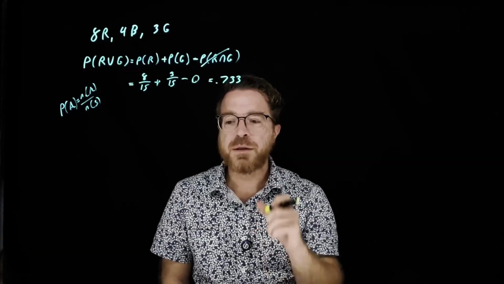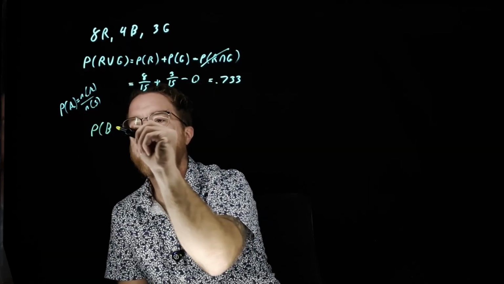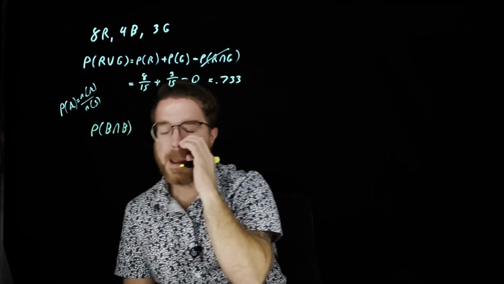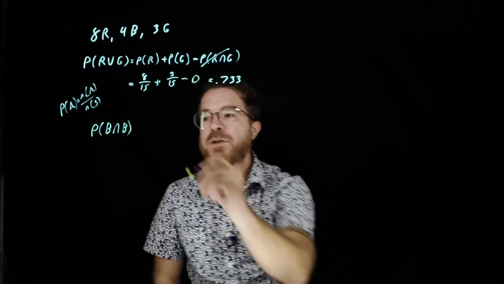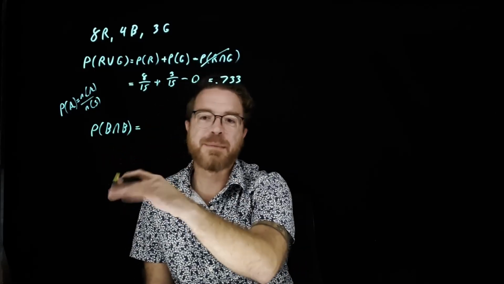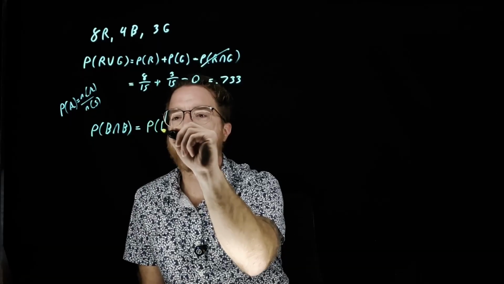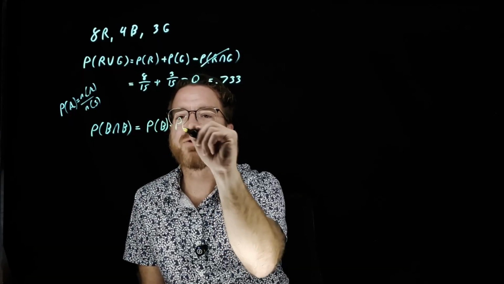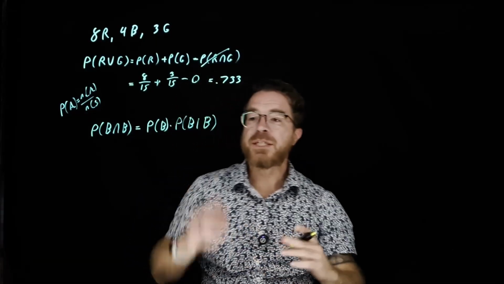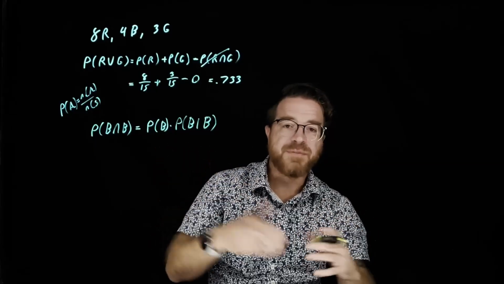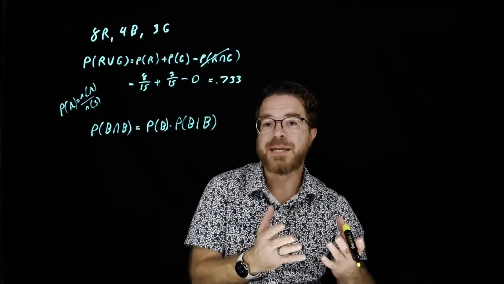Part B says to draw 2 balls in succession without replacement. What is the probability that both balls are blue? So we want the probability of getting a blue and a blue. For this one, we have to think about the fact that we're drawing 2, but we're drawing them in succession. Because this is an and statement, or an intersection, this is multiplication. So this is going to be the probability of drawing a blue ball times the probability of drawing a blue ball given that we drew a blue ball. So this is our first blue ball. We draw it, probability of that occurring. If we chose that blue ball for the first turn, what's the probability our second ball is a blue ball?